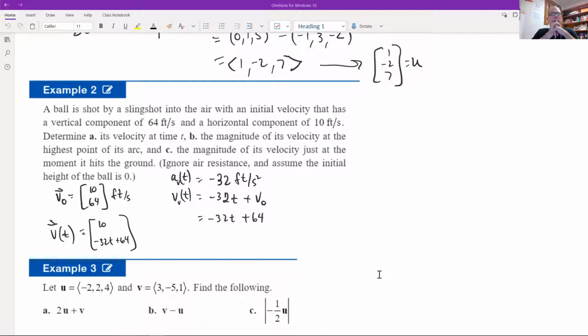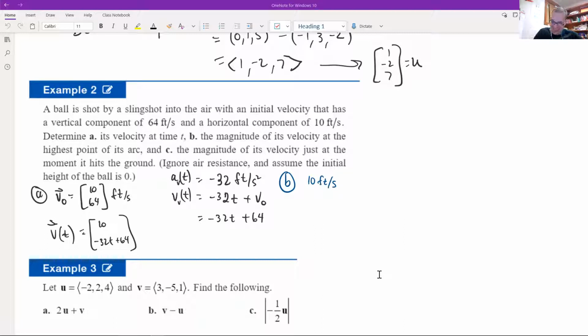If we wanted to look at the magnitude of the velocity, all right, so this is all part A. If we wanted to look at the magnitude of the velocity at the highest point of its arc, that won't be too bad, because at the highest point of its arc, the vertical velocity would just be 0. So that would be 10 feet per second, and it would be in the horizontal direction. Okay, that one was kind of boring.